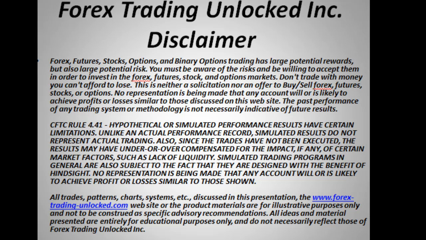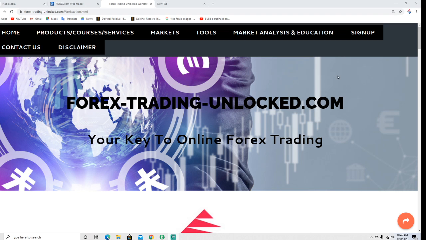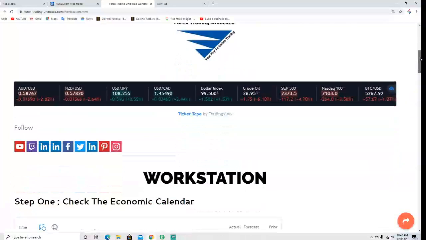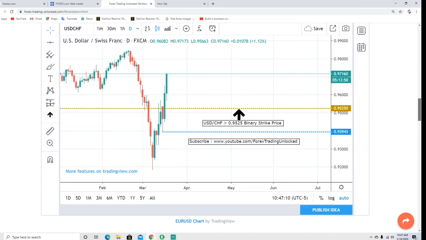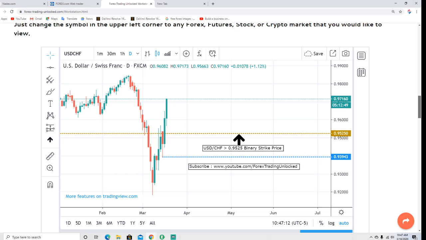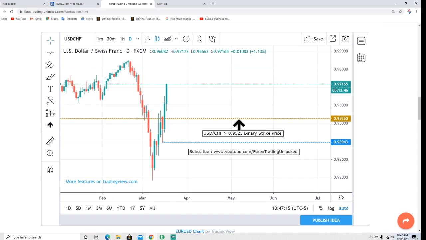But now let's go on to our live action screen here. We have the forex-trading-unlocked.com website pulled up, and we are now going to toggle down through the economic numbers, because economic numbers right now, even though they do matter, we still have way too much going on with volatility to worry ourselves about them. So we have the US dollar Swiss pulled up first.